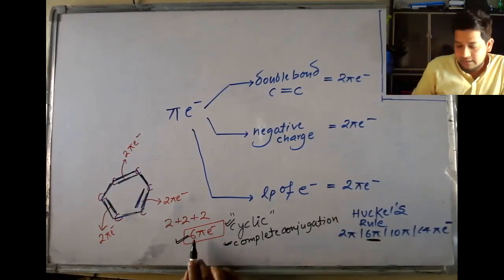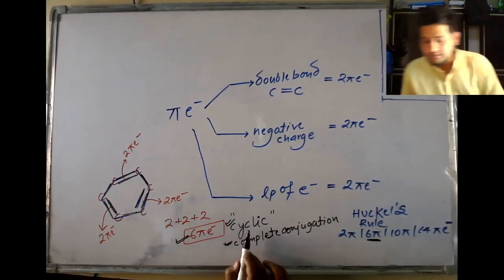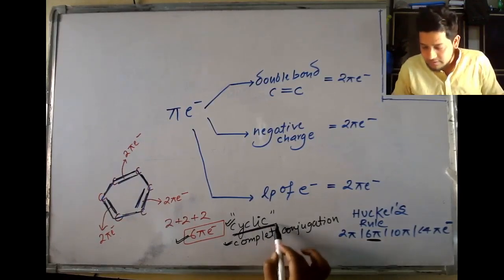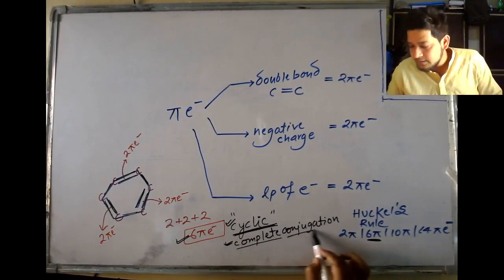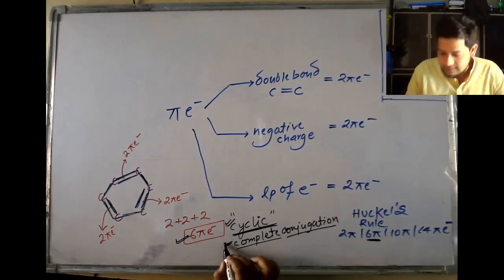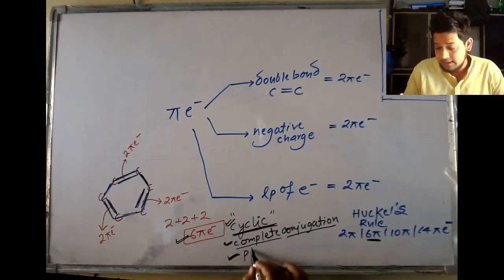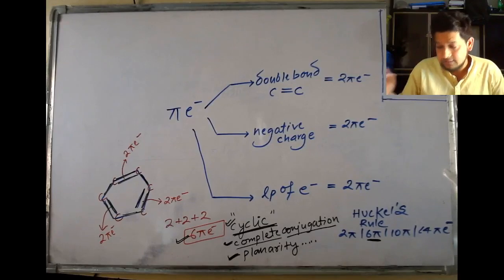So criteria 1, 6 pi electrons. Criteria 2, the cyclic system, that has also been seen. Criteria 3, complete conjugation. Now let us look for the fourth criteria. That's an important one: planarity.